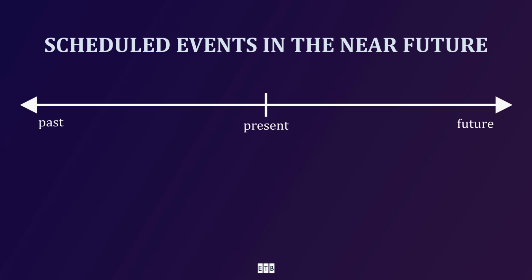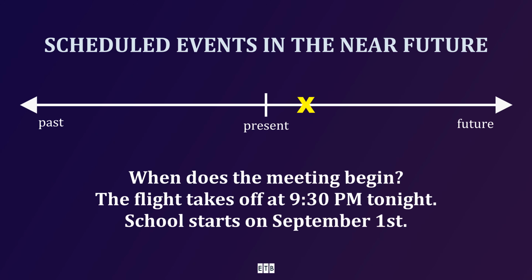This one surprises many learners. We can use present simple to talk about the future, but only when referring to fixed timetables, schedules, or calendars. For example, when does the meeting begin? The flight takes off at 9:30 p.m. tonight. School starts on September 1st.